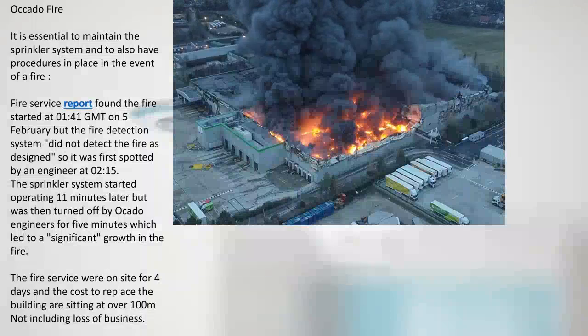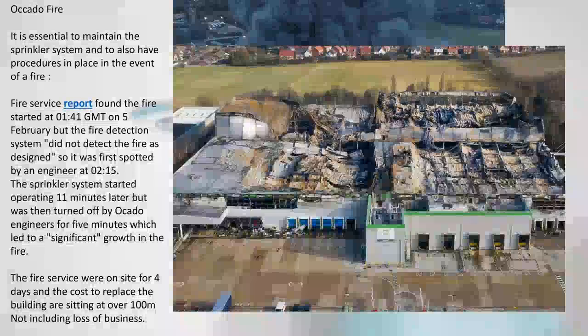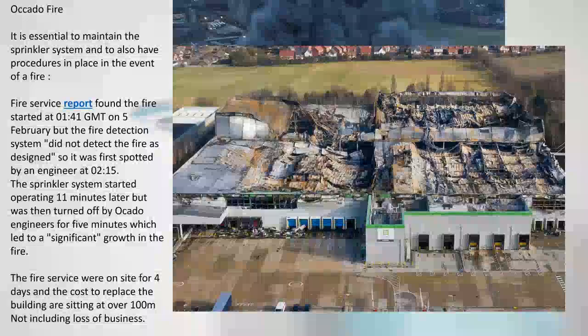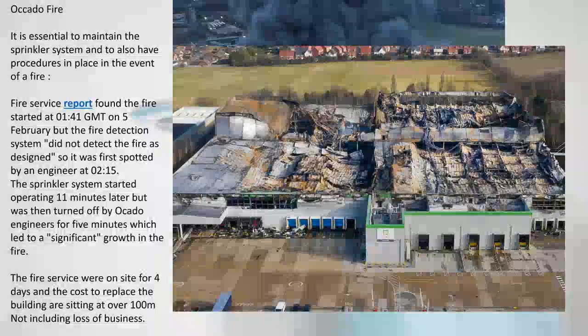So it's very, very important that you get your procedures in place and people are trained to know how to deal with things. And that was the result. So quite significant damage. Well, total damage, total failure, total loss. I think it's been rebuilt, or it's getting rebuilt at the moment, however.